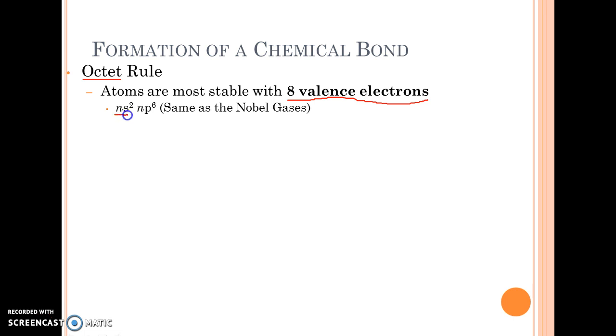So we have ns2 and np6. Remember, this is electron configuration where n is energy level, s is sublevel, and then the 2 tells you how many electrons there are. If you add these two numbers together, you get 8, and that's how the noble gases work. So this octet rule only applies to the s and p block elements. So the s block are groups 1 and 2, and the p block are groups 13 through 18.